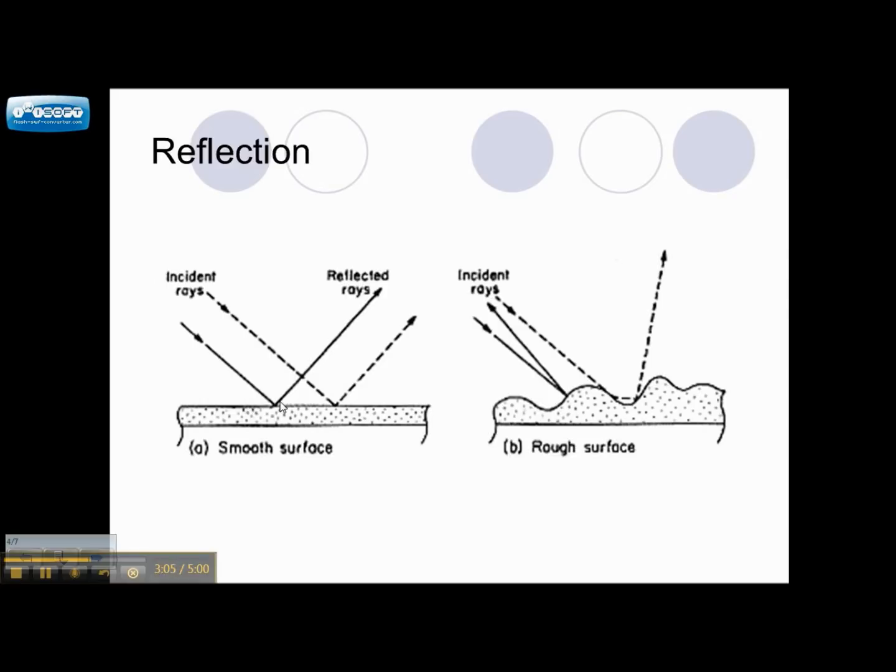Reflection. So this should look familiar. The law of reflection, where the angle of incidence equals the angle of reflection. But notice it doesn't matter if it's a smooth surface or a rough surface. Reflection is still equal on each side. This will give you a perfect mirrored image where you can see yourself really clearly.